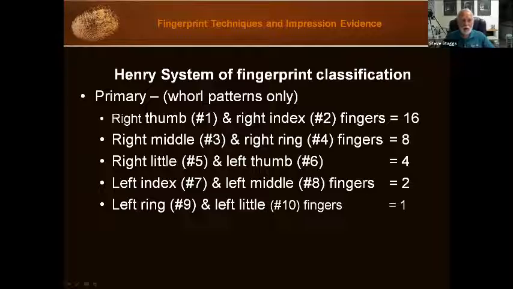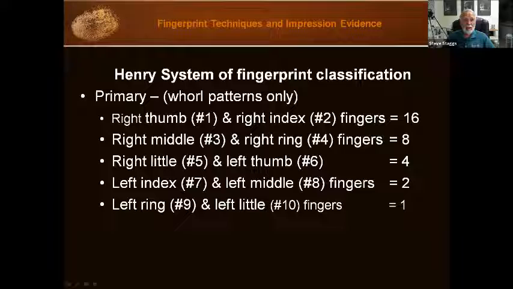To obtain the primary, you locate the whorls, if there are any. Sometimes you end up with a card where there's no whorls at all on the card. All right, we'll get to that too. And in the even numbers, 2, 4, 6, 8, and 10, if there are any whorls, you give them their value and you add the values and you come up with a number for the even numbered whorls.